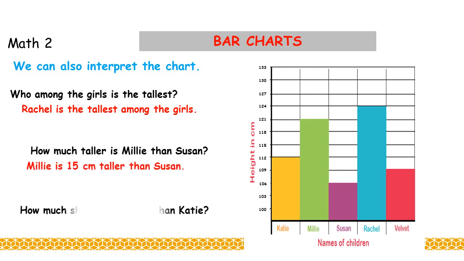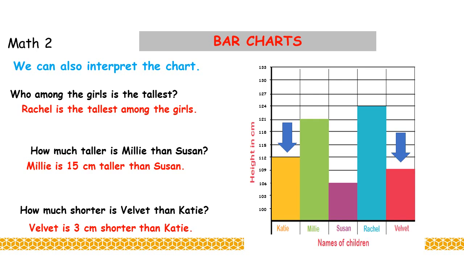How much shorter is Velvet than Kati? Look at Velvet's height. Velvet's height is 109, and Kati's height is 112. If we will subtract their heights, we will be having a 3 centimeter gap. So, Velvet is 3 centimeters shorter than Kati.